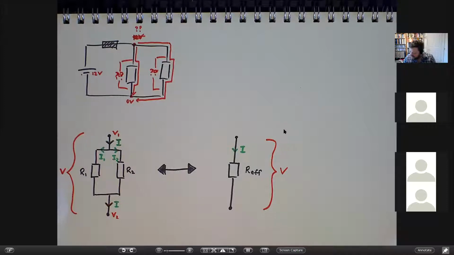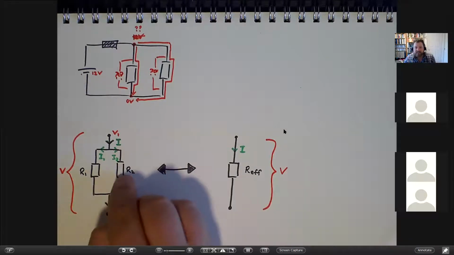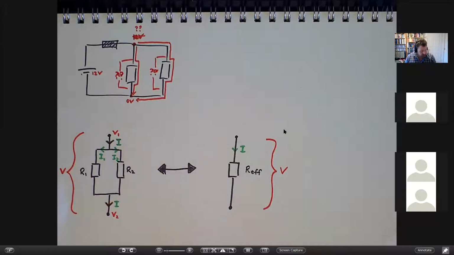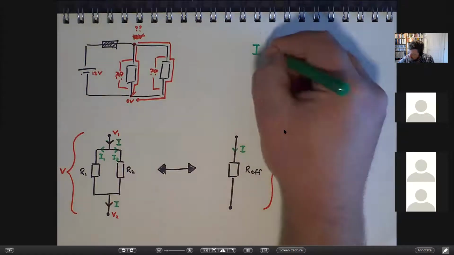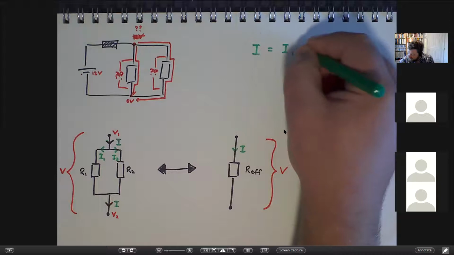Anyway, okay, so we're going to look at this situation, and the aim here, remember, is we want to work out for a given R1 and R2, what is this RF that does the same job. So we're going to use Ohm's law, starting with the observation that I is equal to I1 plus I2.